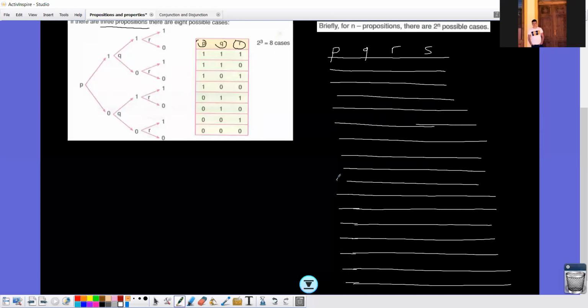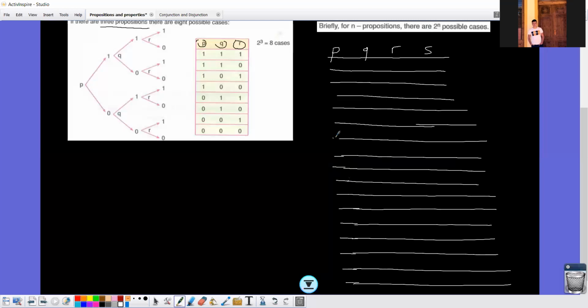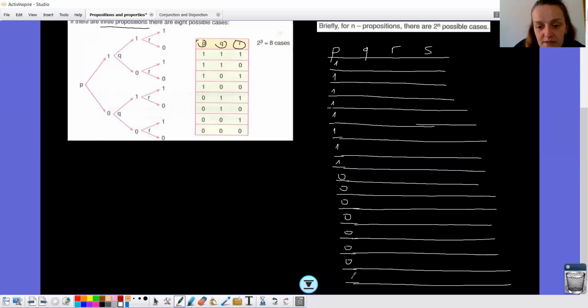Teacher, can I say for the P? Yes. Teacher, we will divide it in 2, which will be 8 ones and 8 zeros. 1, 2, 3, 4, 5, 6, 7, 8 ones. 1, 2, 3, 4, 5, 6, 7, 8 zeros.